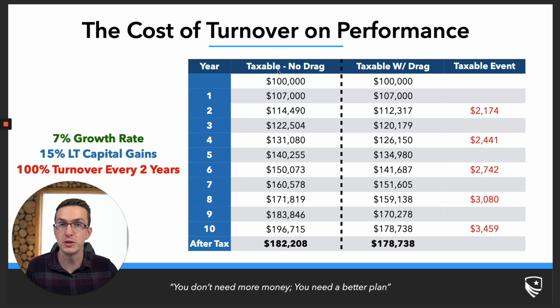2 years later we're switching it to investment C. 2 years later we're switching it to investment D, and so on through these 10 years. Every 2 years we're completely changing out our investments, creating a taxable event, and thus paying out taxes. Those taxes paid out can no longer compound for our future. And so what we see because of that is there is a tax drag due to turnover.